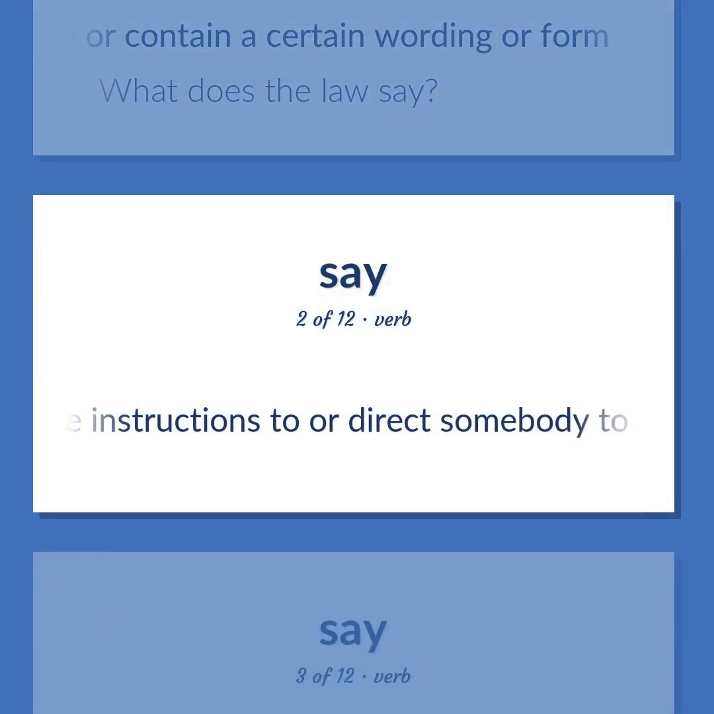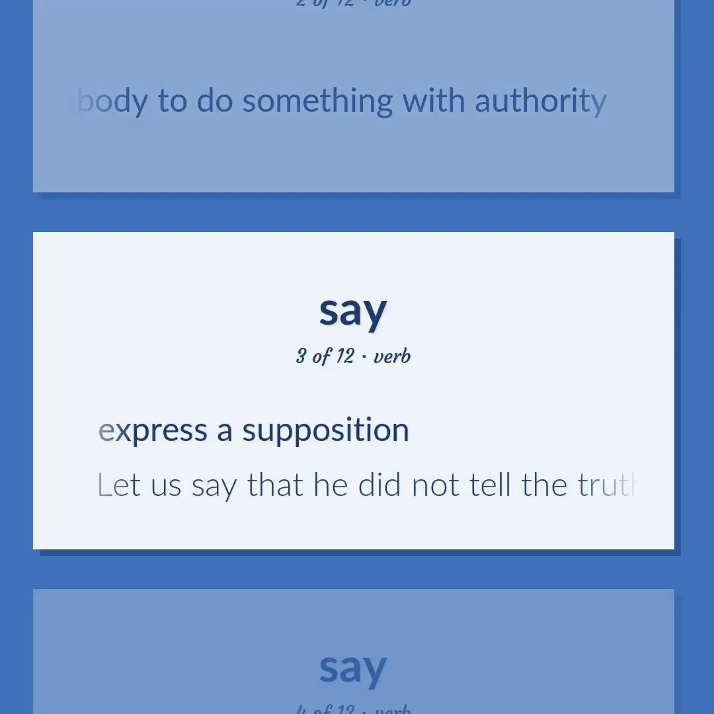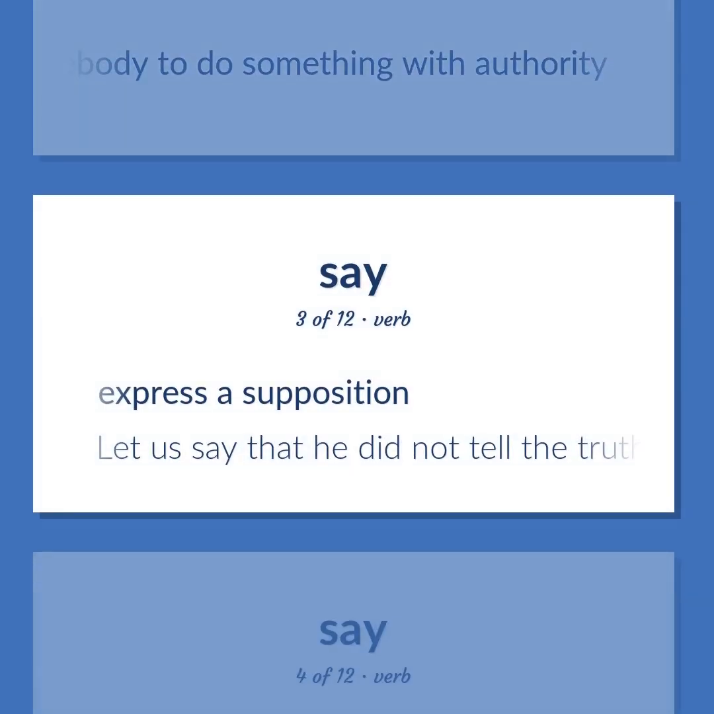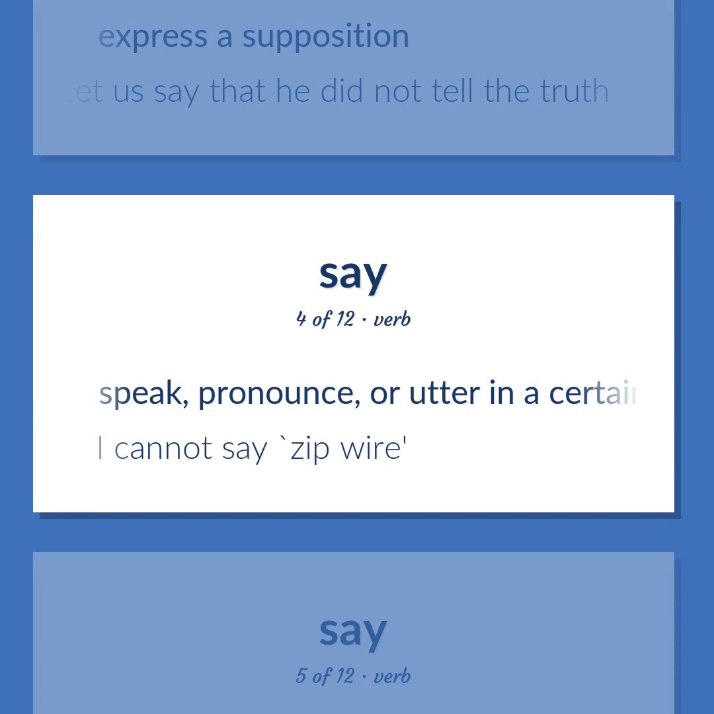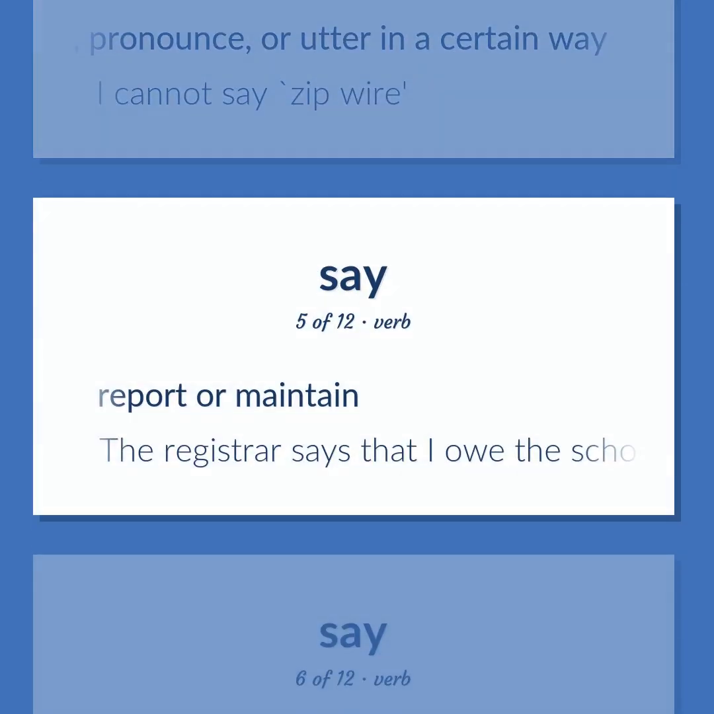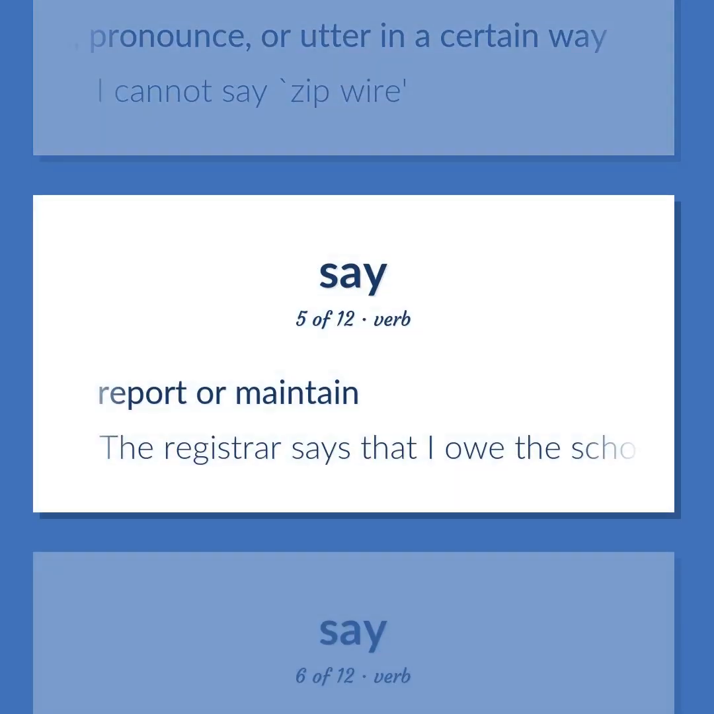Give instructions to or direct somebody to do something with authority. Express a supposition. Let us say that he did not tell the truth. Speak, pronounce, or utter in a certain way. I cannot say, zip wire. Report or maintain. The registrar says that I owe the school money.